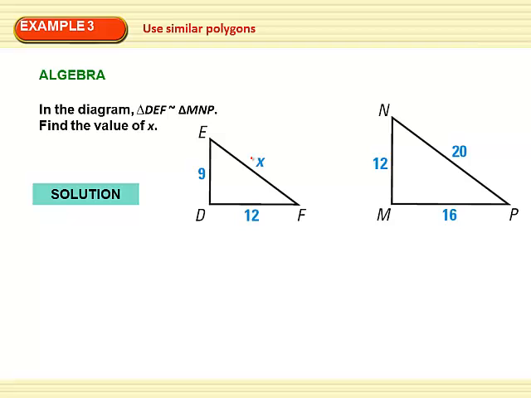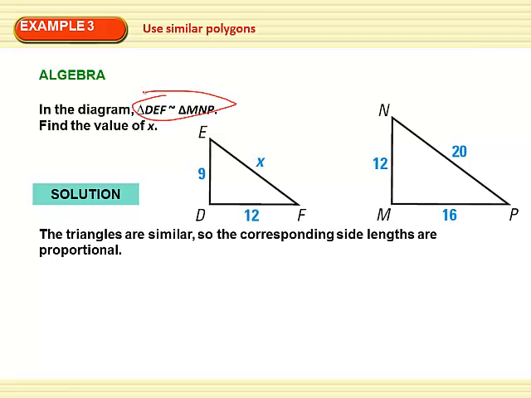So, it says in the diagram, triangle DEF is similar to triangle MNP. Find the value of x. If we know that they're similar, we just use the corresponding side lengths to set up a proportion. They told us that it's similar, so that means we can actually do that. It doesn't matter which ones you pick. Pick the similar ones. You can pick MN to DE, and then NP to EF.